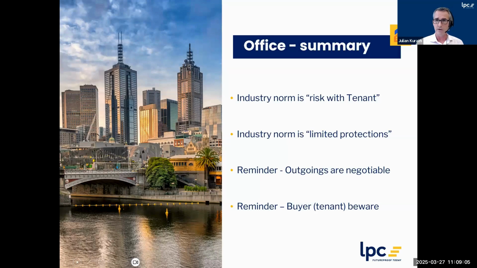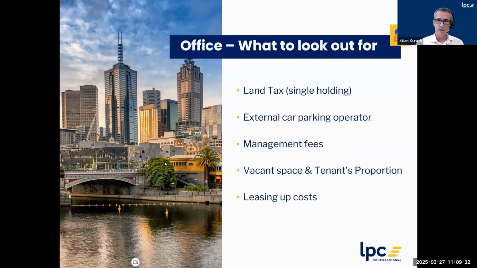So the sector nuances, focusing first on office, and then we'll talk to retail and industrial. So the industry norm is that the risk is with the tenant. The industry norm is also that there's limited protections for tenants in the office space. So it's a reminder to make sure that outgoings are negotiable. You can negotiate your outgoings, albeit it can be hard. And also a reminder that the buyer or tenant beware. So we need to know what we're signing up for, even if it is unfavorable, so there's no negative surprises.